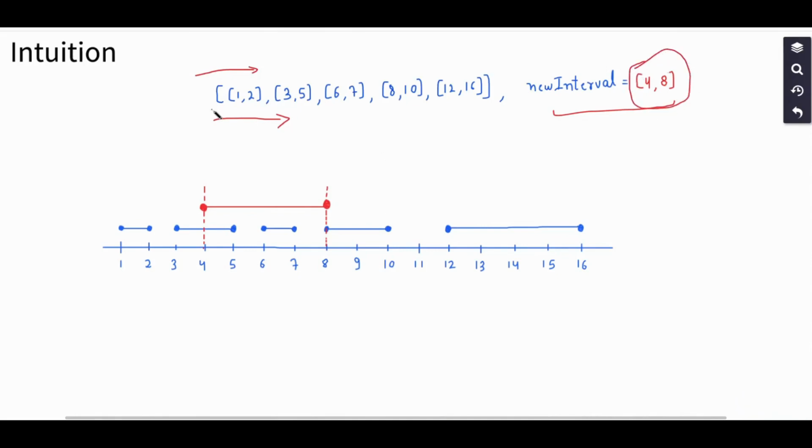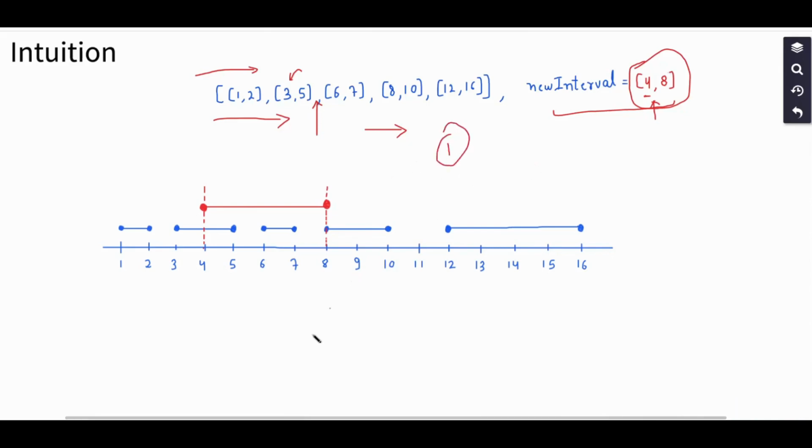For example, in this array, the new interval must be inserted after the second interval here, because 4 is just greater than 3, so that all the intervals stay in ascending order of the starting time. This is the first step of the solution.